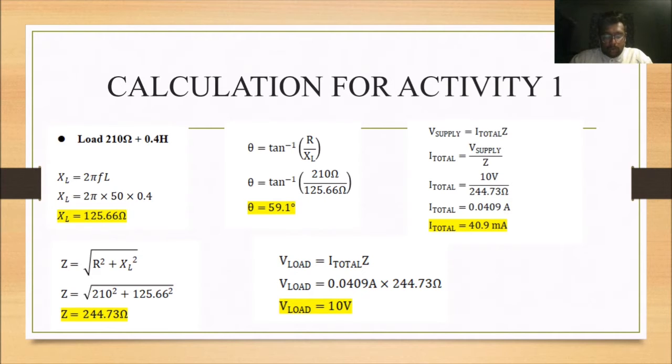So let's look into the calculation. In order to find the reactance of the inductive load, this formula is used, which is 2 pi FL. To find the impedance, the square root of R squared plus XL squared is used, and in order to obtain the total current and the load voltage, Ohm's law had been used. These are the formulas which have been used to obtain the calculated values for this activity 1.